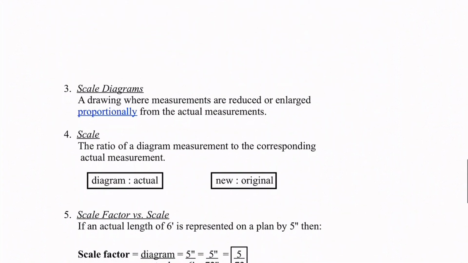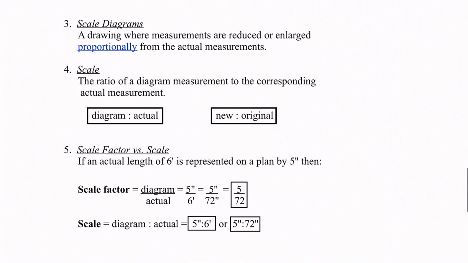Moving on to our next thing, this is going to be dealing with scale diagrams, and we're also going to be comparing with our scale factor. So a scale diagram is all it is: a drawing where measurements are reduced or enlarged proportionally from the actual measurements. So you take something, you make it bigger, you make it smaller.